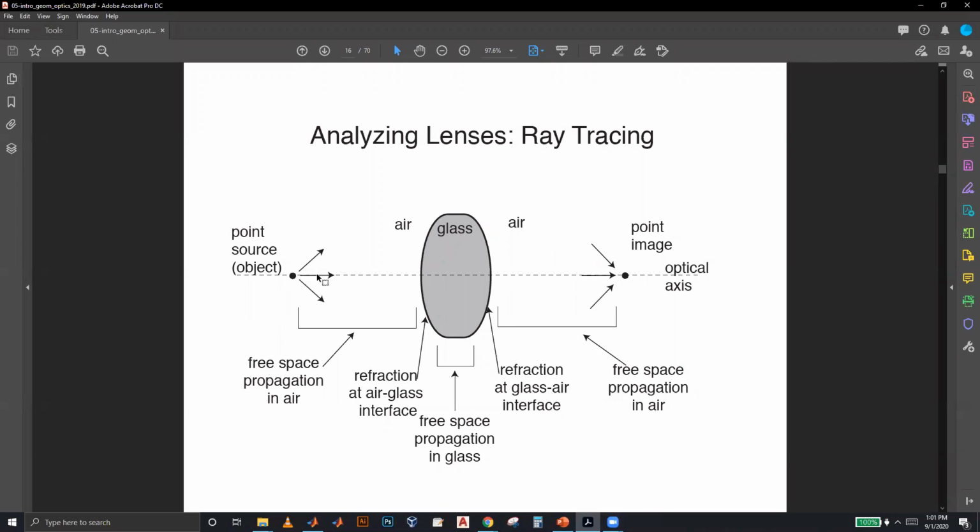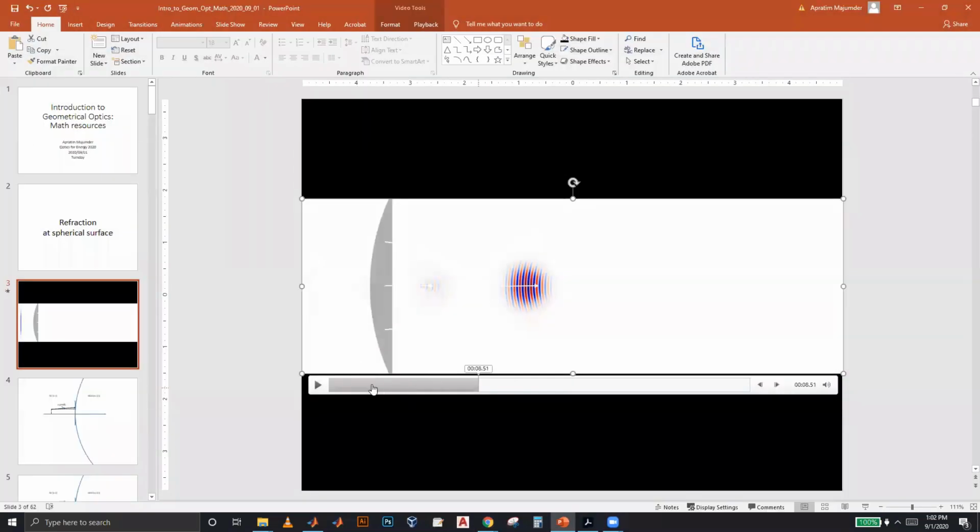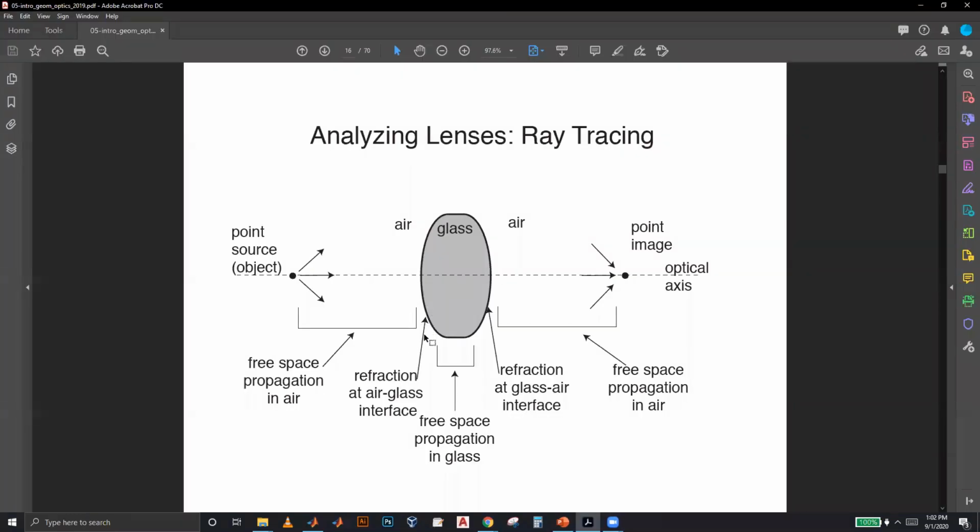First, light rays go out from the object and travel the distance from the object to the first surface of the lens. This we call free space propagation in air. Self-explanatory term. Then we have refraction at the air-glass interface. So the light rays will interact with this interface and start bending in, as shown in this animation. So suppose up till here is your free space propagation, and this is where refraction is taking place. So this is refraction at the air-glass interface.